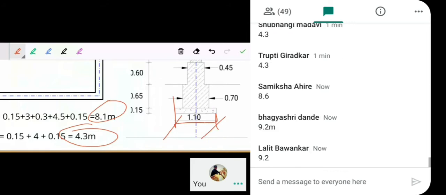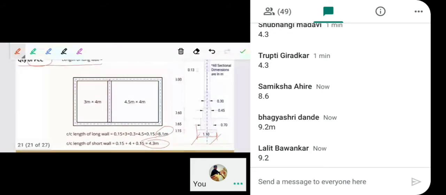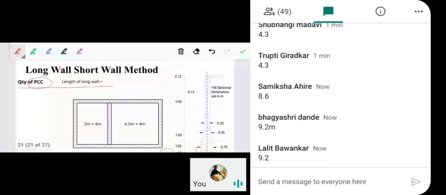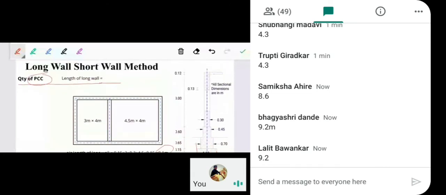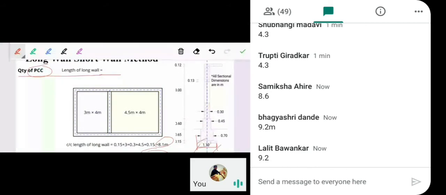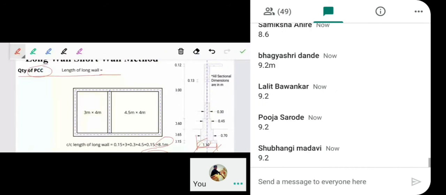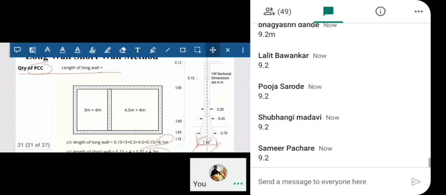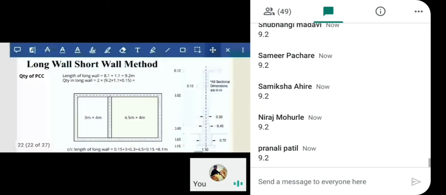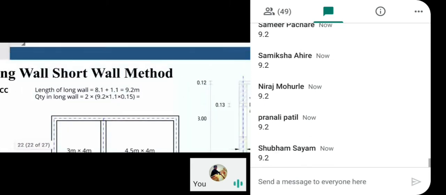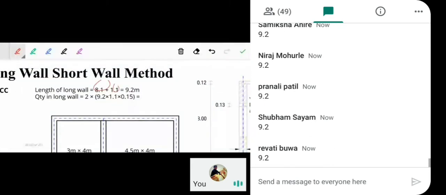Therefore the length of the long wall will be the center to center line distance, 8.1 meter, plus the width of the item, that is 1.1. So 8.1 plus 1.1 will give us the length of the long wall for the PCC work, that is 9.2 meter.